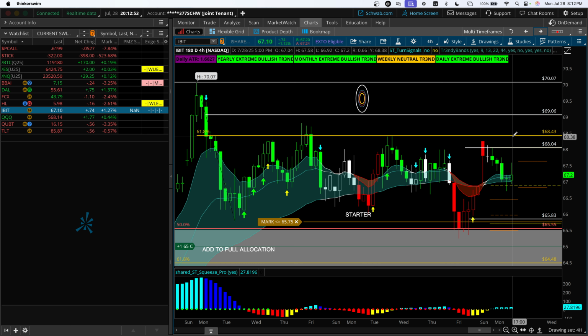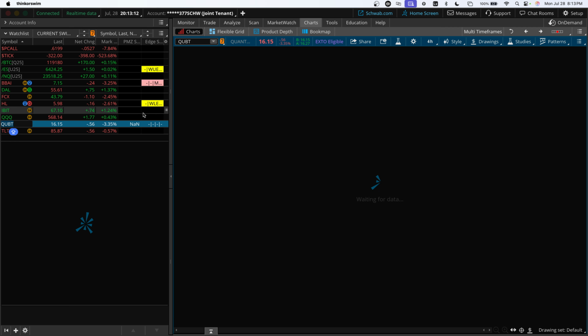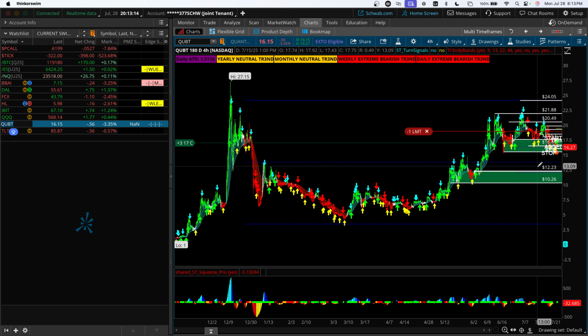So what I am looking for as far as targets goes, I want to see 68.43. I want to see IBIT get above there. Then I'm targeting 69.06 by 70.07 on IBIT. Outside of IBIT, I'm still in QUBT.